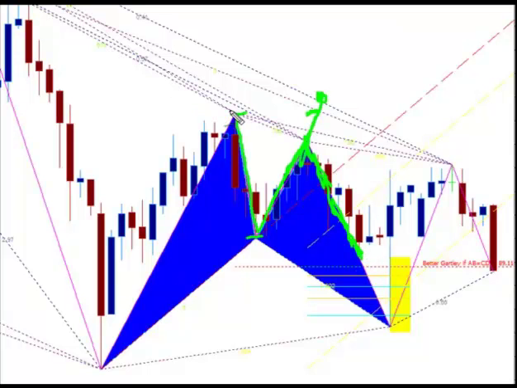So once again, the three important rules here are that BC cannot exceed the AB leg, and that BC cannot be a 100% retracement of the AB leg. It's still rare, but we're going to say that's the rule. The D must exceed B in order for the pattern to be complete. So the pattern is not complete until we actually exceed the B point. Okay?